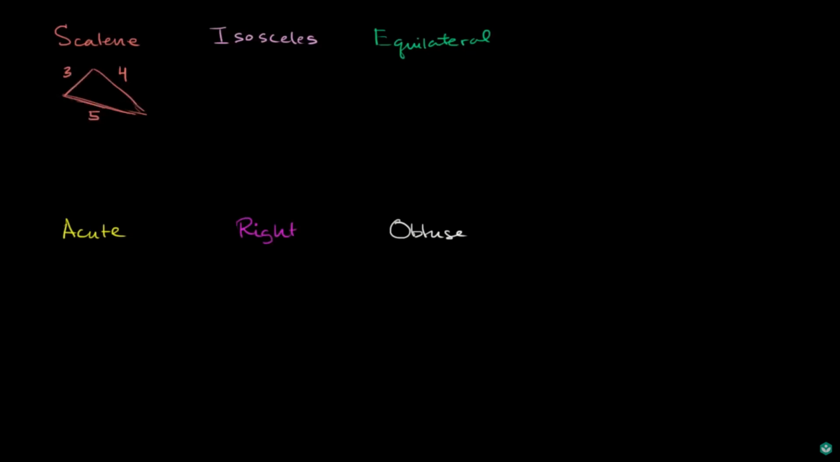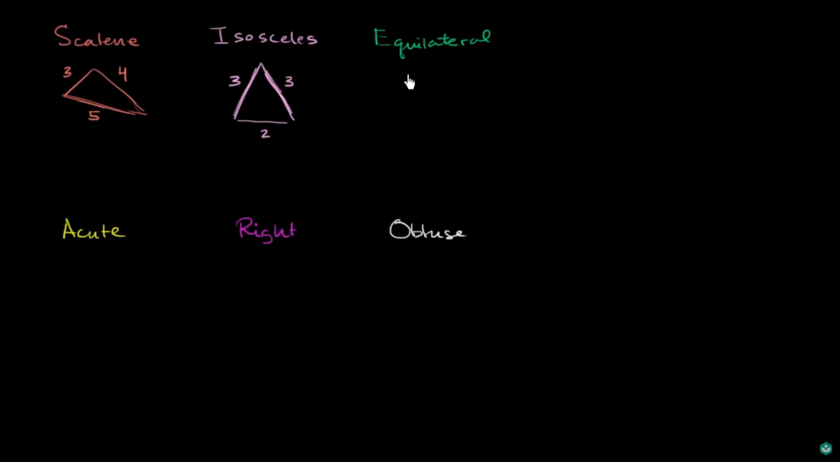Now, an isosceles triangle is a triangle where at least 2 of the sides have equal lengths. So, for example, this would be an isosceles triangle. Maybe this has length 3, this has length 3, and this has length 2. Notice, this side and this side are equal, so it meets the constraint of at least 2 of the 3 sides have the same length.